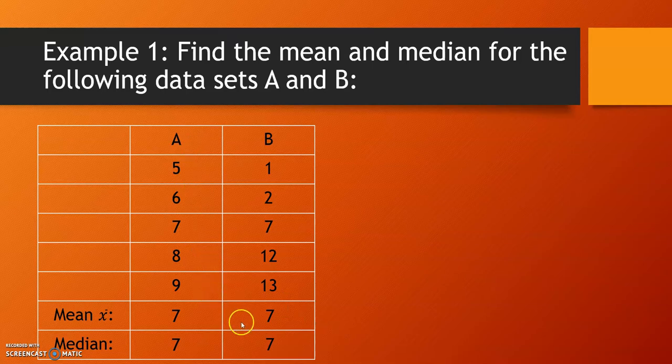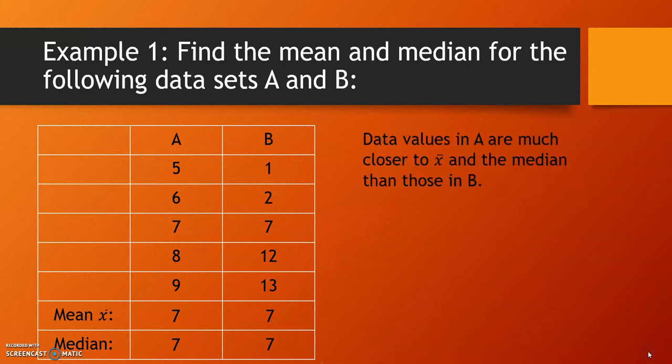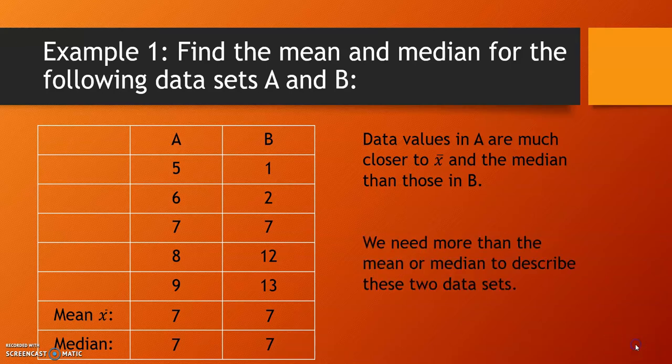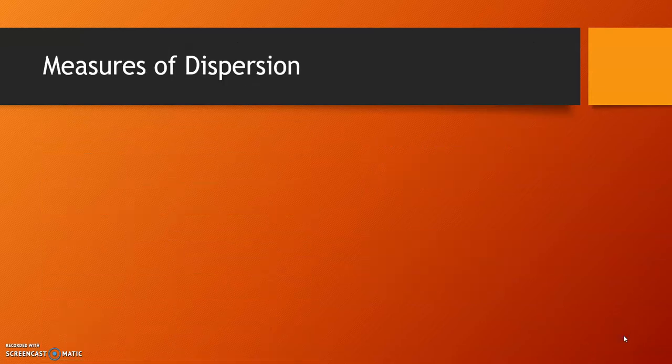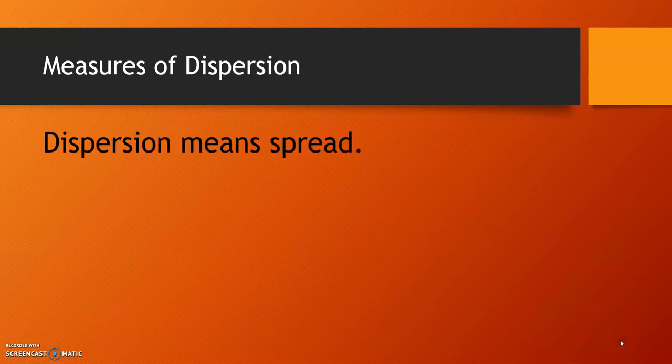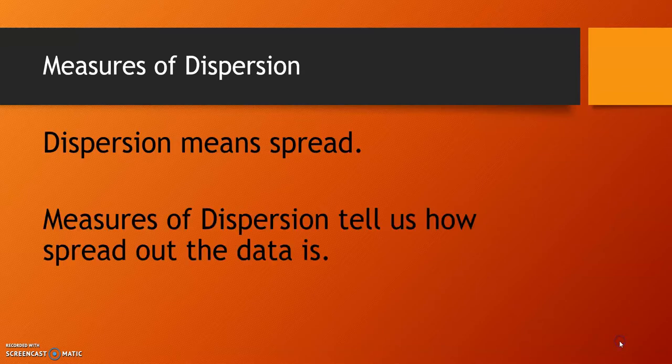Look at those data sets. They have the same mean and the same median, but they are very different data sets. Data values in A are much closer to the mean and the median than those in B. We need more than the mean or median to describe these two data sets. So we talk about measures of dispersion. Dispersion means spread. Measures of dispersion tell us how spread out the data is.